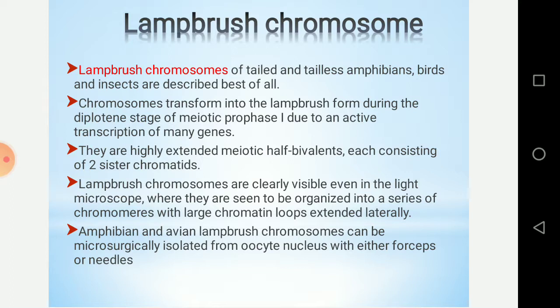Amphibian and avian lampbrush chromosomes can be microsurgically isolated from the oocyte nucleus with either forceps or needle. So it is very easy to isolate, not like human chromosomes, which are very difficult to isolate. These chromosomes are comparatively very large. Sometimes we can see them with the naked eye, but with a light microscope we can observe them minutely, and with the help of forceps and some needle we can remove this chromosome from the nucleus.